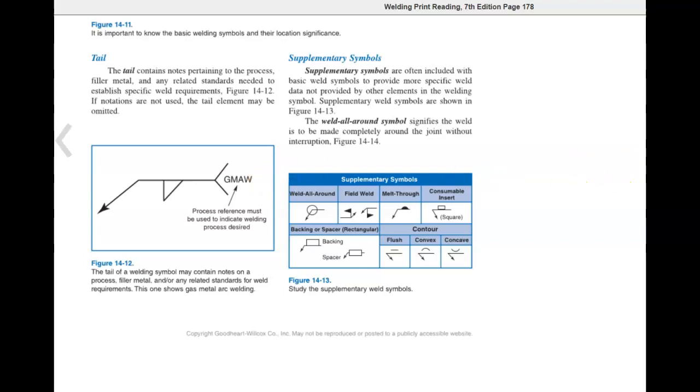Supplementary symbols. Supplementary symbols are often included with basic weld symbols to provide more specific weld data not provided by other elements in the welding symbol. Supplementary weld symbols are shown in Figure 14-13. The weld all around symbol signifies the weld is to be made completely around the joint without any interruption.